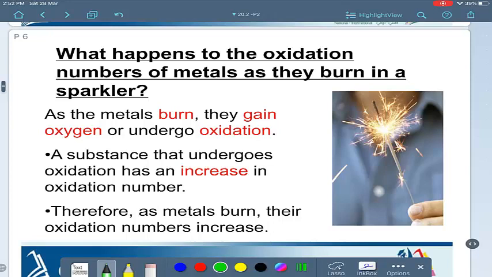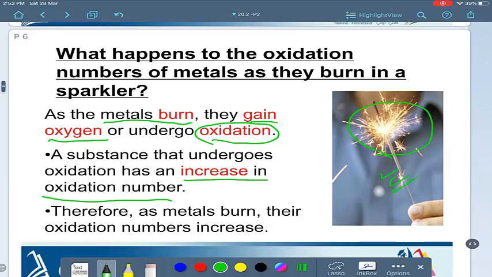Look at what happens here. We are burning a kind of metal here. What happens here? I told you before, burning means gaining oxygen, or oxidation. So if you have a metal burning, it means it gains oxygen. It means it undergoes the oxidation process. And also the substance that undergoes oxidation, we said, has an increase in oxidation number. So this metal here burns, which means its oxidation number increases.